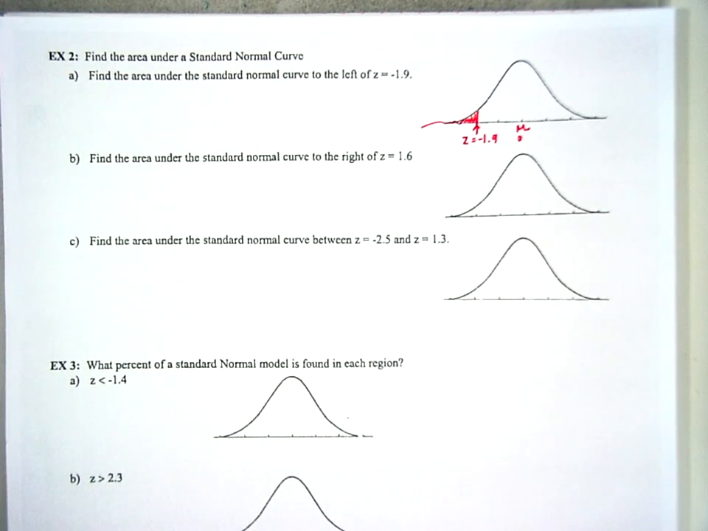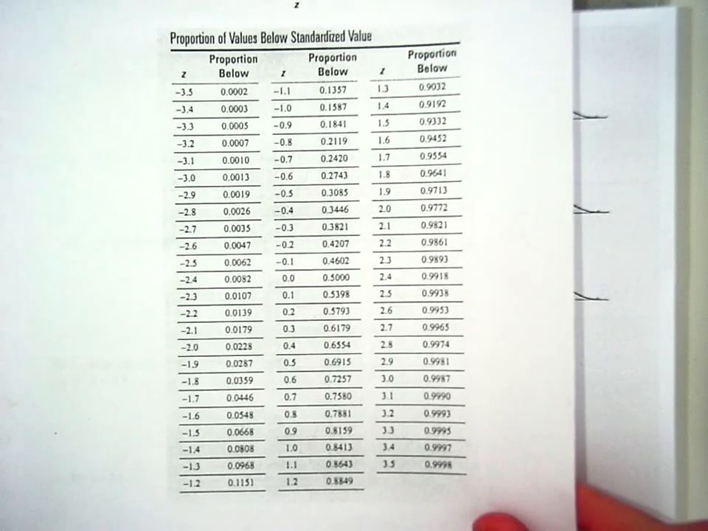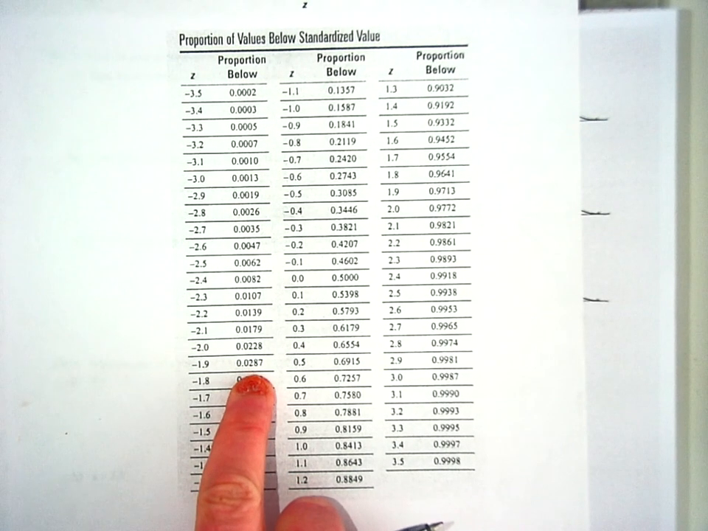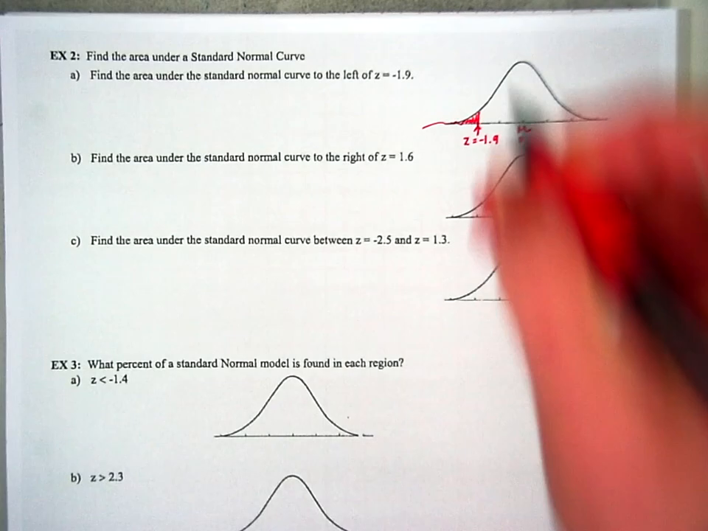So that's exactly what my z-score chart is going to use. It's going to use the area that's to the left of that z-score. So when I look at -1.9, here's -1.9, and it's telling me the proportion below, the area to the left. So the area to the left will be 0.0287.